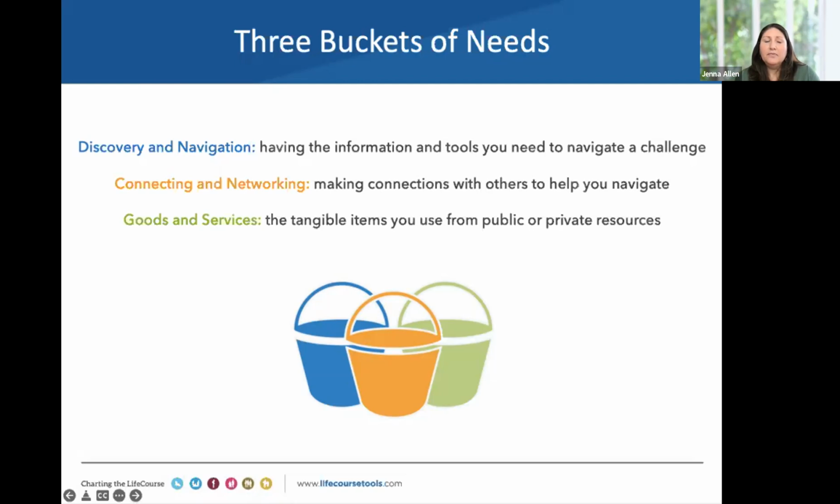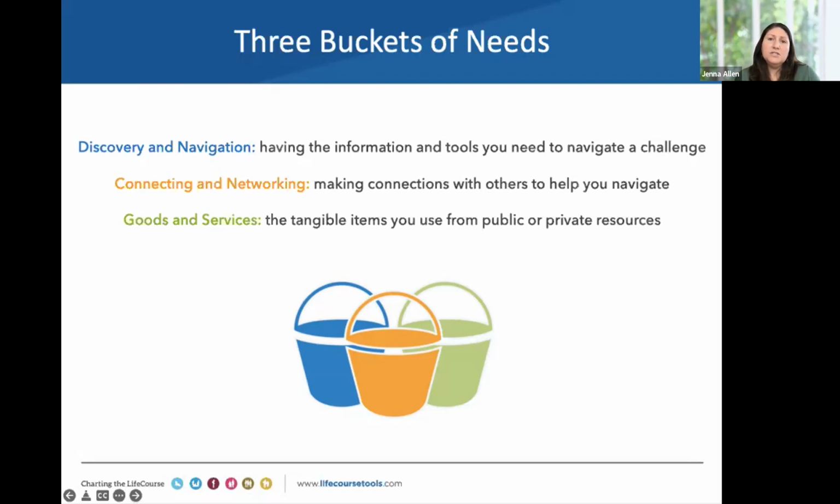in this way of considering that we need different types of supports and resources to help us. So a lot of times we immediately think about these goods and services that we need, things that I might pay for or arrange for formally.